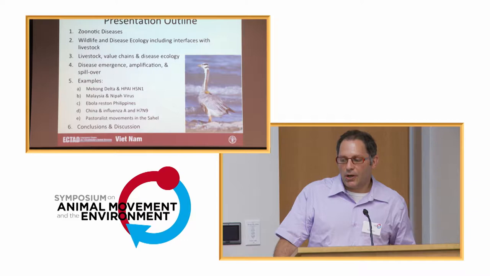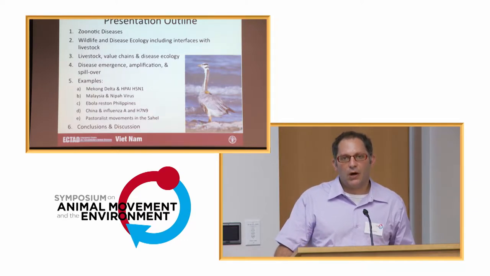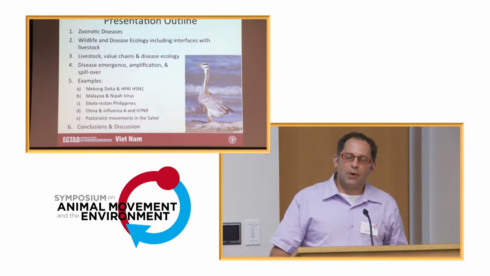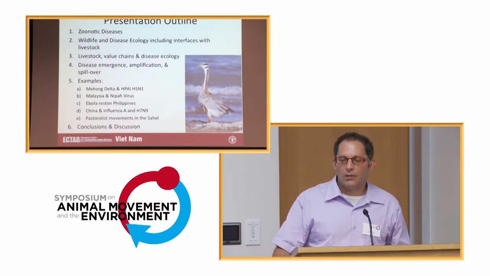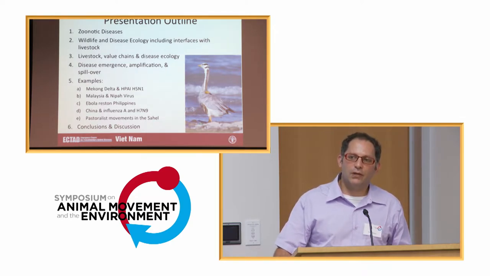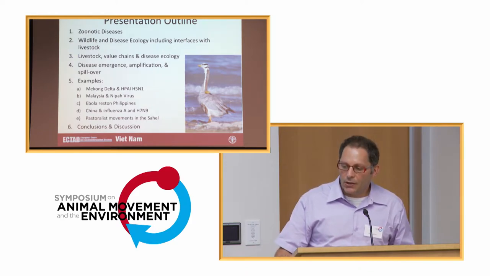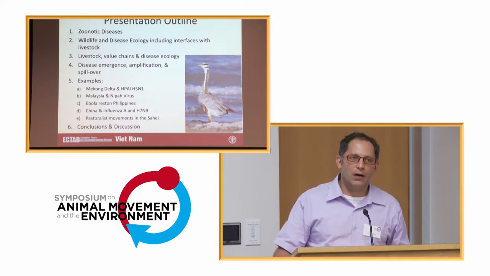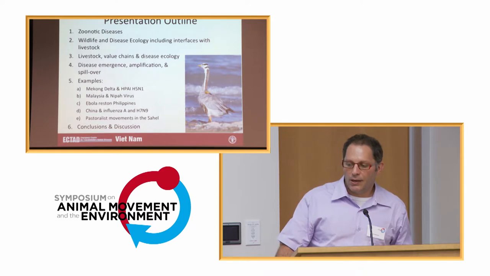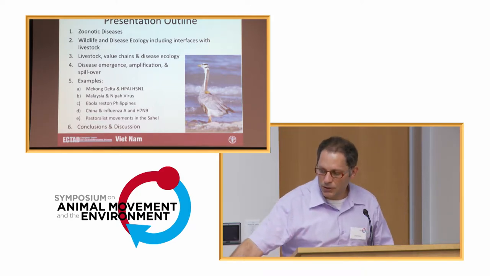But then I want to talk about how livestock and value chains are part of this bigger picture. And it's probably the area that we're weakest at in integrating good data and having good data. But perhaps with the advances in technology that are available now, and our understanding of disease ecology, we can think of creative ways to build this in and integrate this into the work in the future. And then I'll talk about disease emergence, amplification, and spillover, just to give you an idea of where we'd like to target some of this work, and then finally some examples and conclusions.